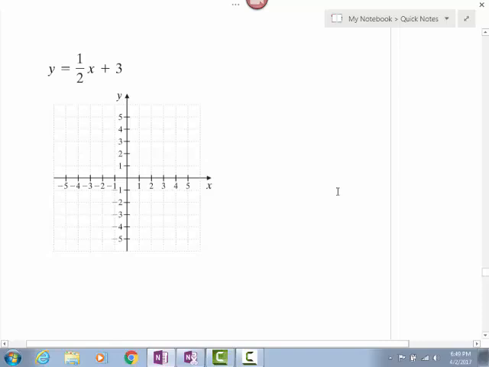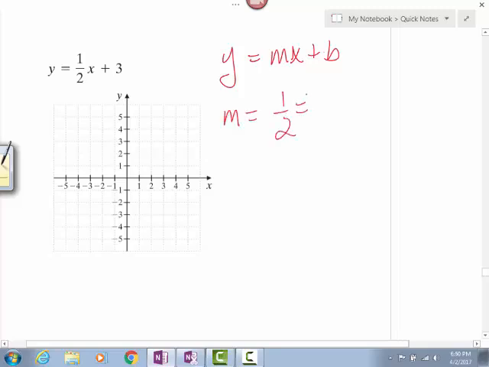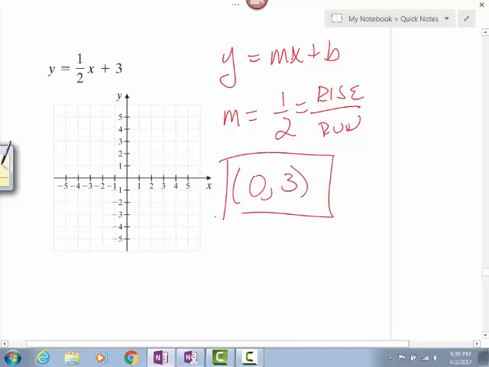All right, let's try another one, real similar. So here's my next problem, y equals 1/2 x plus 3. I'm going to go ahead and write out my y equals mx plus b form. And in here, I know that my m is 1/2. It's already a fraction, which is good. That's my rise over my run. And then our point 0, b is going to be 0 and 3.